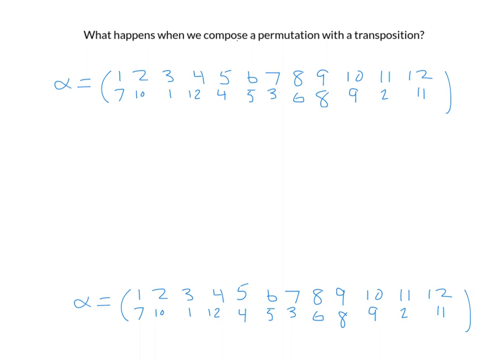In this video, we're going to look at what happens when we compose a permutation with a transposition. We're going to start with this particular permutation inside S12 simply because it's big enough to be interesting. We're going to let our transposition be gamma, and that will be 4 goes to 8.